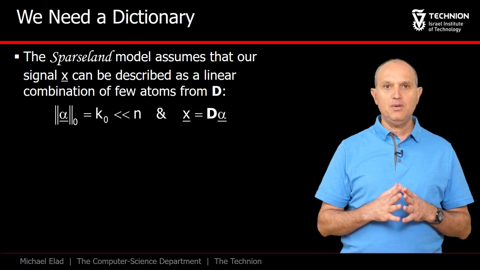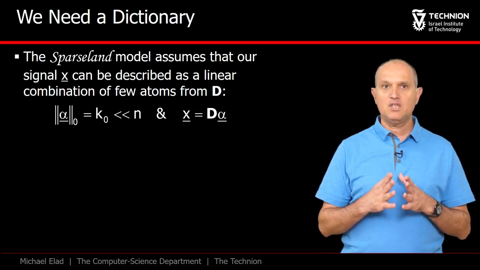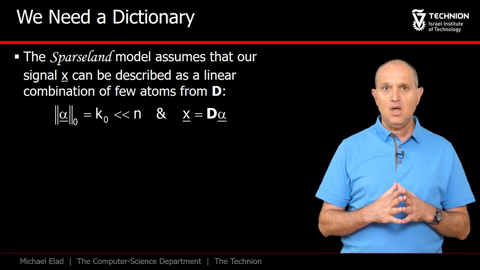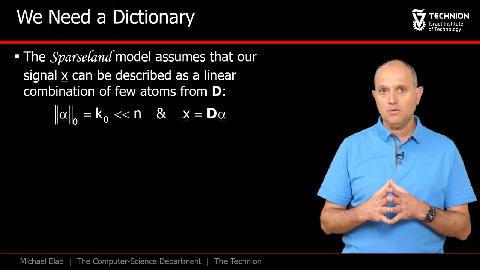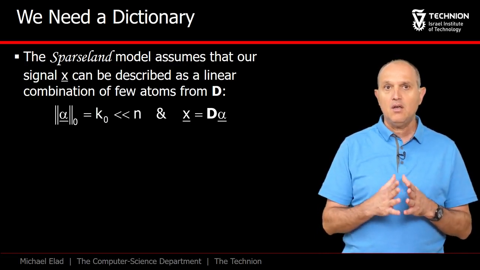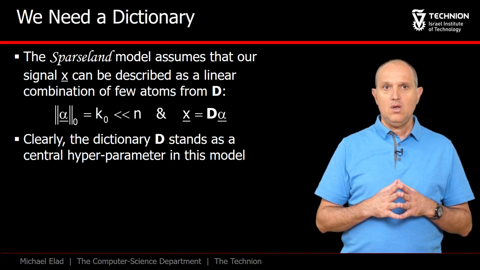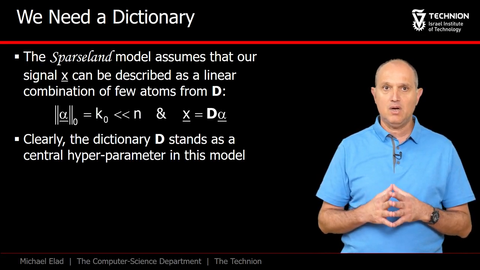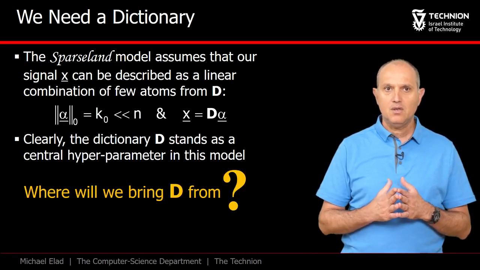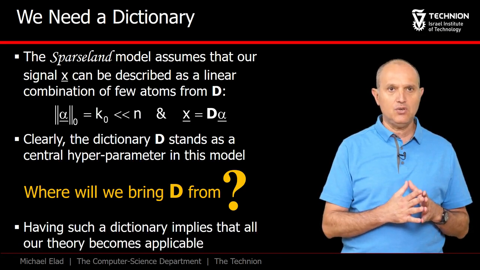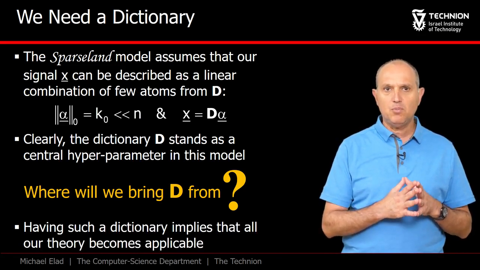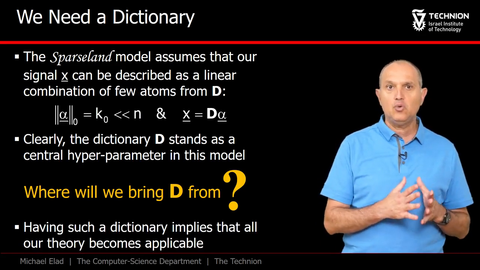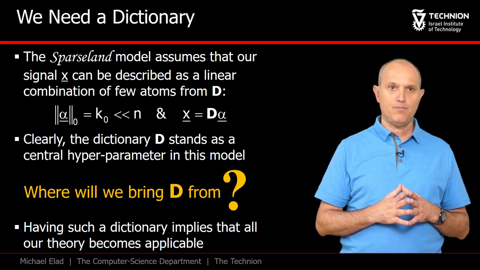The SparseLand model is built on the belief that our signals have a sparse representation with respect to a specific dictionary D. These representations are to have no more than K0 non-zeros, where K0 is much smaller than n, the signal dimension. When we are given a source of signals to treat, D is unknown and should be found somehow. How should this be done? Note that a proper treatment of this issue is of central importance for turning SparseLand into a successful model and for turning all the theoretical guarantees into relevant statements of practical worth.